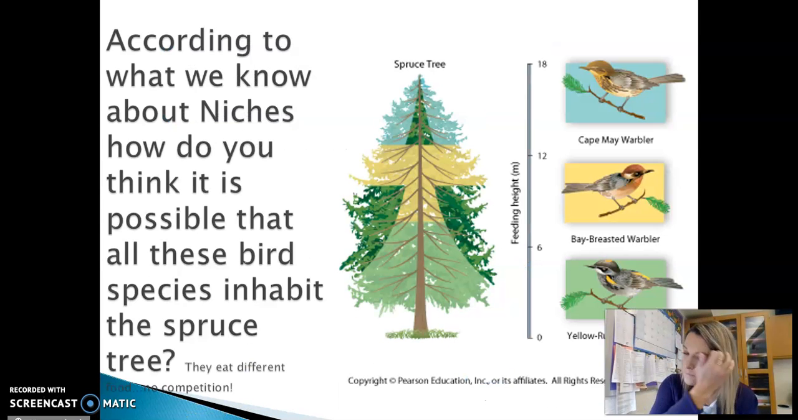So then here's a little question here, which then you're going to have a question on Ed Puzzle. According to what we know about niches, how do you think it's possible that all these birds inhabit the same spruce tree? And they eat different food, and there's no competition.